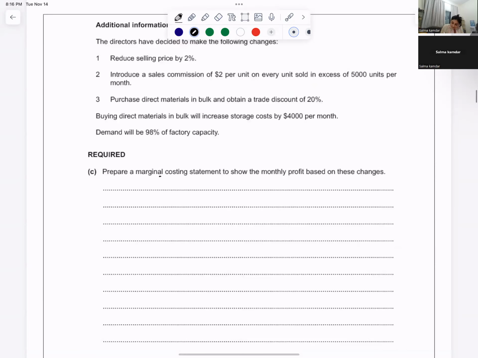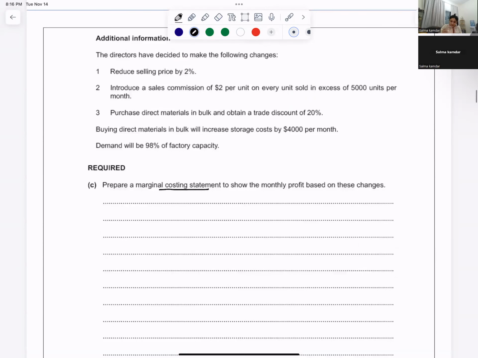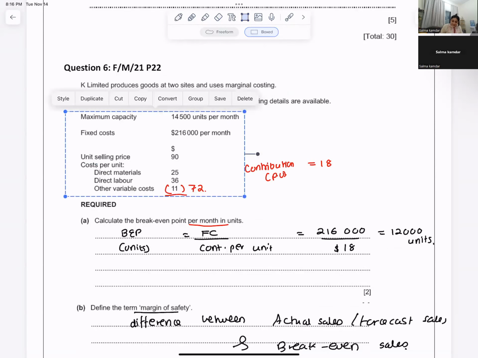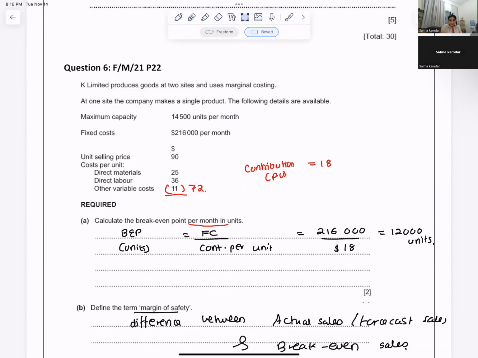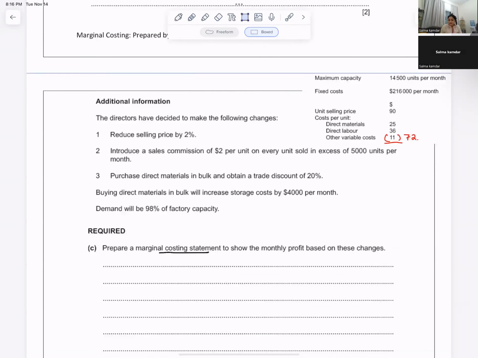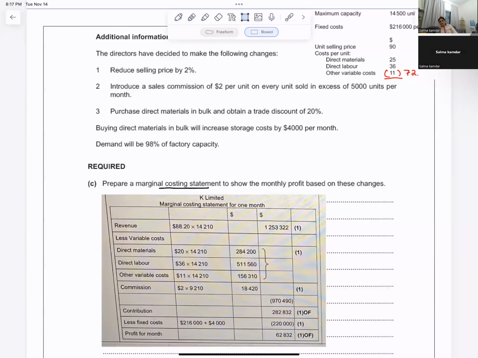Now they want me to prepare a marginal cost statement. Whenever they ask me to prepare a marginal cost statement, I should keep one thing in mind: sales minus variable cost is contribution, and contribution minus fixed cost gives me my profit. So one thing clearly that I should know is sales minus variable cost is contribution. Let's look over here. What is the information that is given to me? I've been asked to prepare the marginal cost statement.